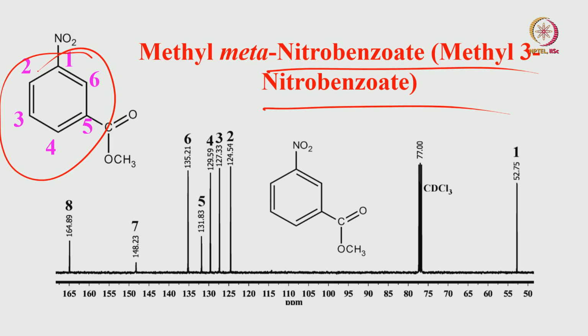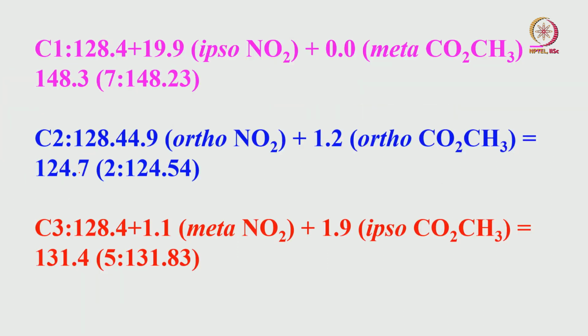There are 6 carbons. For this carbon 1, ipso is NO2 and meta is COCH3. You can do that. What is the value of ipso for this one? What is the value for this? From the table take it. Simply keep adding everything, and this is the value you are going to get.